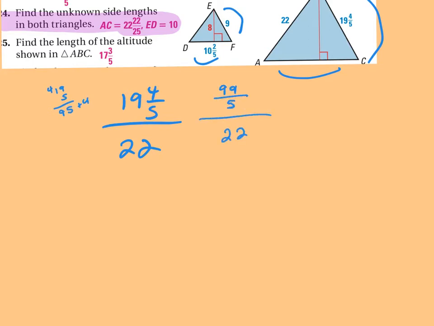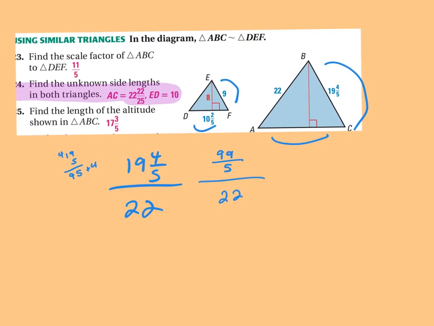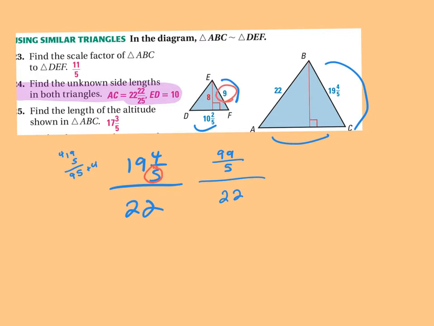Wait, why over 9? Is the bottom 9? Yeah. Did I write it wrong? No. It's 19 and 4/5, right? So we multiply the 5 times the 19, that's 95. Add the 4, that's 99, but it goes over the same base. So it should stay over 5. No, but why is the denominator 22? Because, oh, that's what you're saying. This is because I picked the wrong side. Yeah. Thank you. So that should be over 9.